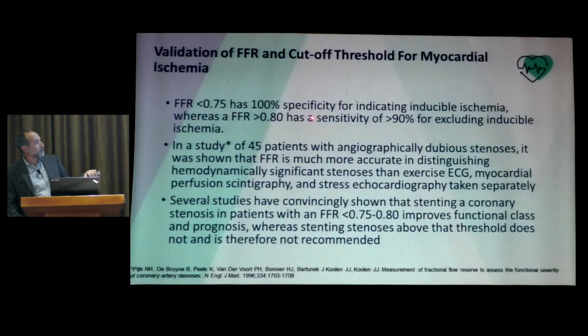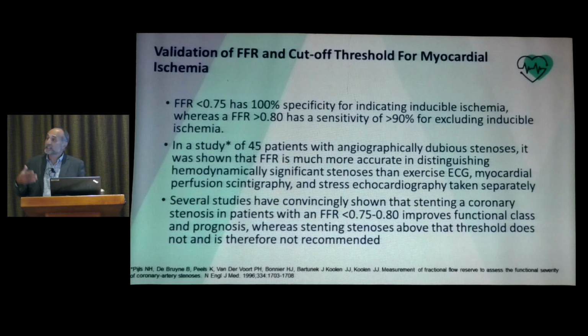The cutoff for FFR is considered somewhere between 0.75 and 0.8. It was found that an FFR of less than 0.75 was 100% specific for indicating inducible ischemia. So if you have an FFR of less than 0.75, you automatically stent. There is no need to do anything else. And if you get an FFR of over 0.8, again, you say that this patient is fine and you don't need to stent. There's a gray zone between 0.75 and 0.8, and this is where you have to use your judgment.